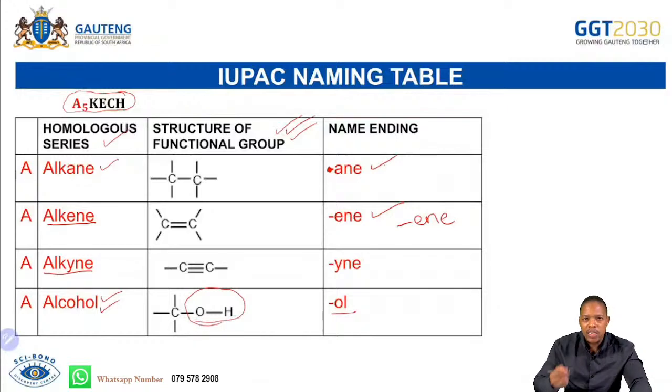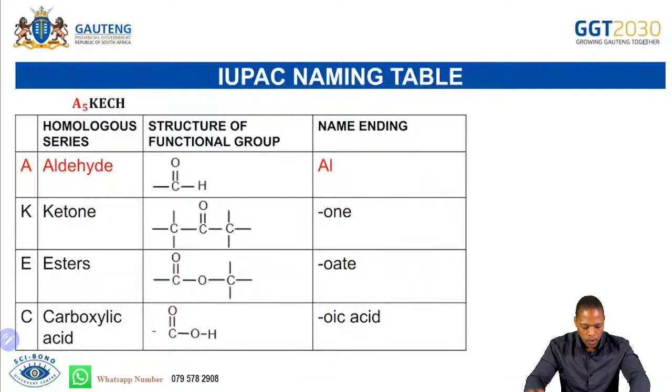You are asked to identify homologous series, you look at the structure or you look at the name ending. You are asked to identify, you look at the structure, you look at the name ending, you identify the homologous series. It becomes extremely important if you use this R5 catch table. Okay, so we continue there.